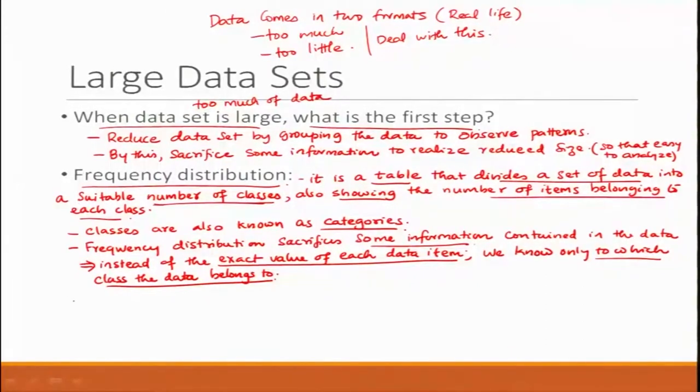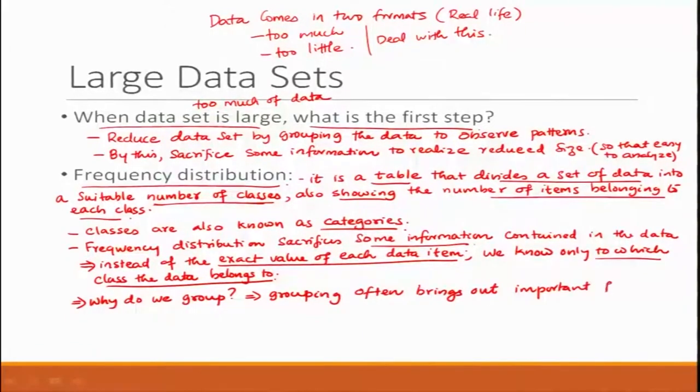So why do we group into categories? Because grouping often brings out important features or patterns in the data. So the main reason why we group is to bring out important features or patterns of the data.